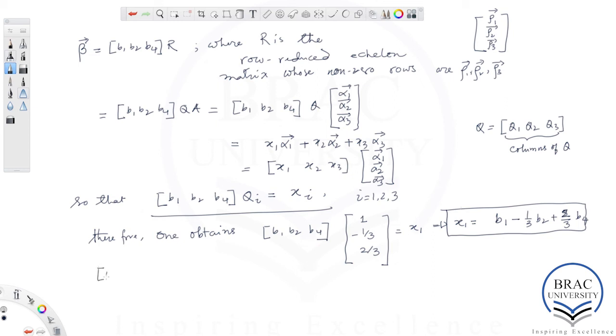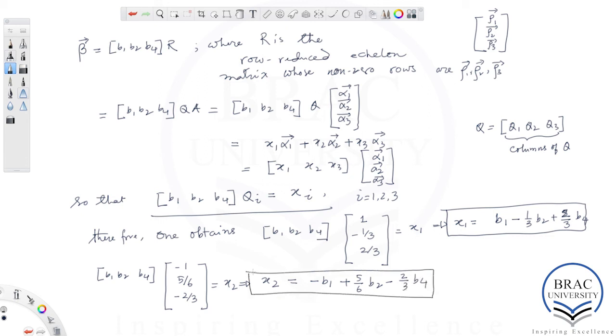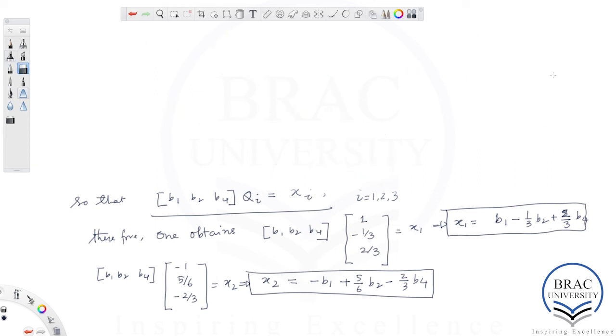Now b1, b2, b4 times this second column of Q, which is minus 1, 5/6, and then minus 2/3, and that is equal to x2, which implies x2 is equal to minus b1 plus 5/6 b2 minus 2/3 b4. This is x2. Okay, so let me erase everything here.